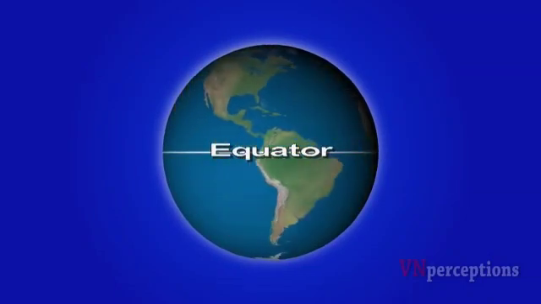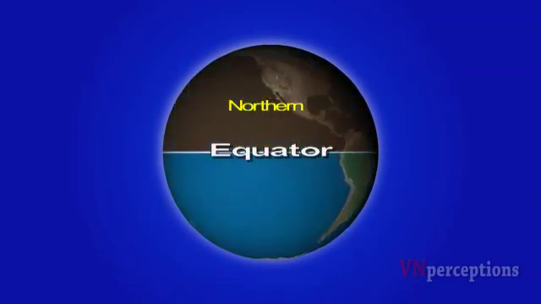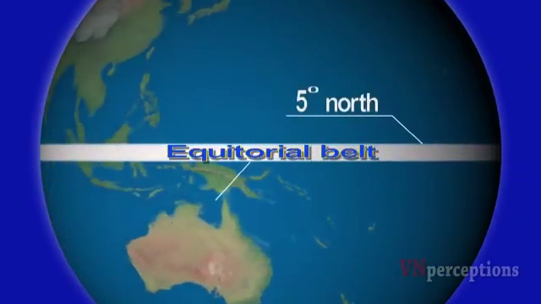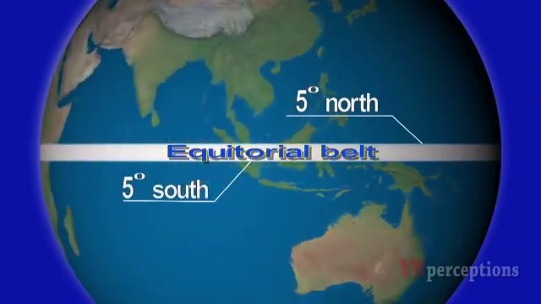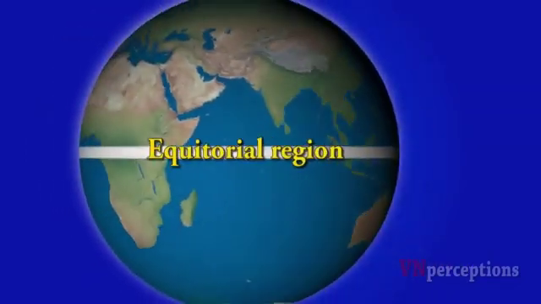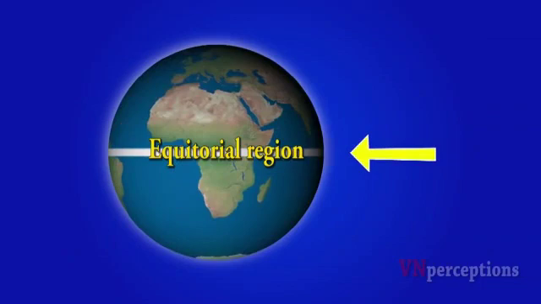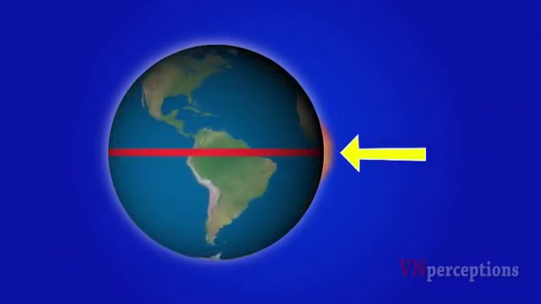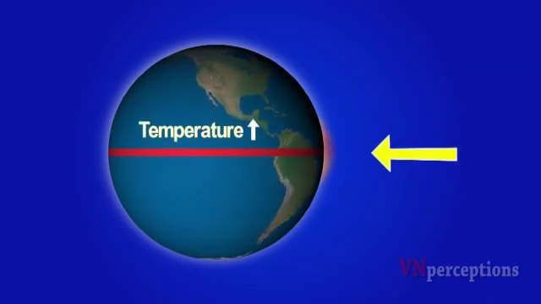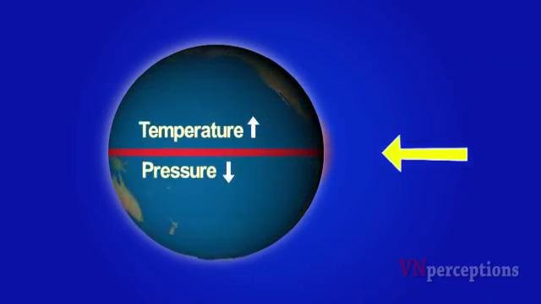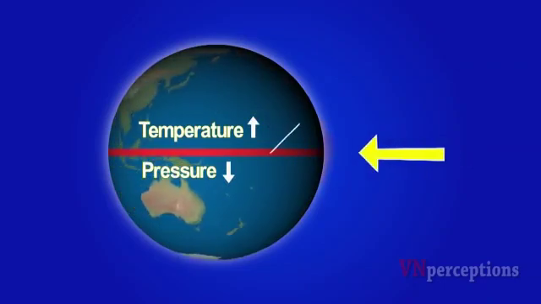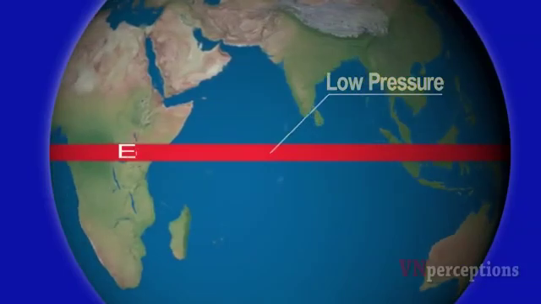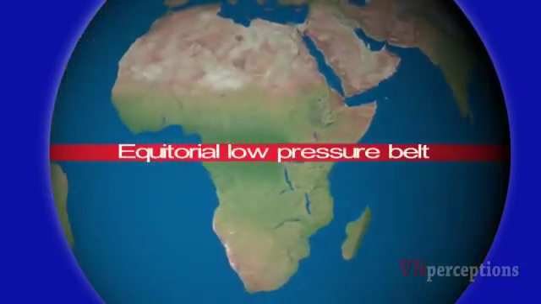Equator divides the globe into southern hemisphere and northern hemisphere, and equatorial belt extends up to 5 degree north and 5 degree south. Equatorial region receives nearly vertical rays of the sun, and this heats up the air near the equator. When temperature increases, pressure decreases. So, along the equator we have low pressure, and we call this region the equatorial low pressure belt.